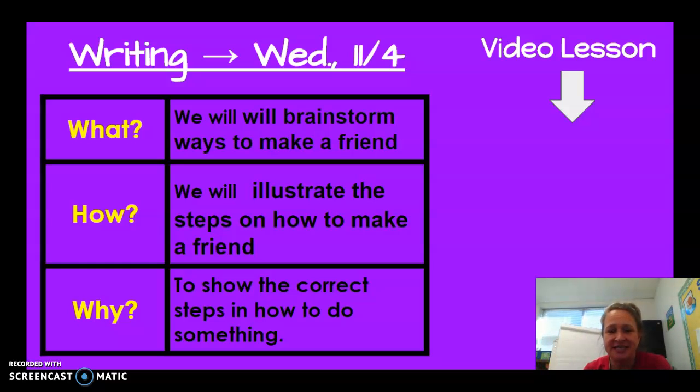Hey, first grade! Today we will brainstorm ways on how to make a friend. And we will do this by drawing pictures, drawing the steps on how to make a friend. And we're going to do this so that we can show the correct steps and how to do something.